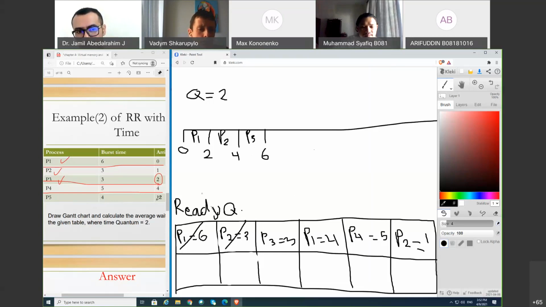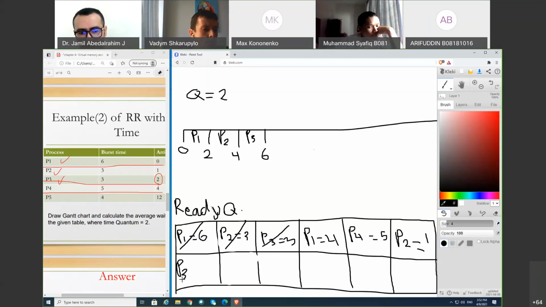There is no new process. We check if we have a new process, yes? No, there is no new process. The next process will be at 12 only, but we are still at 6. So we just write down the reminder of P3.